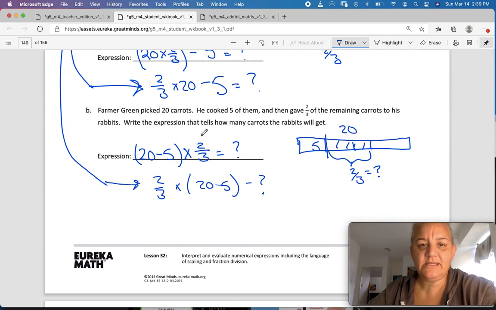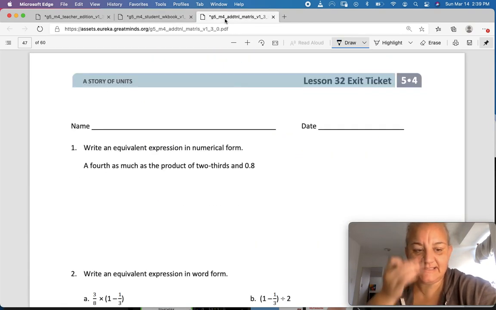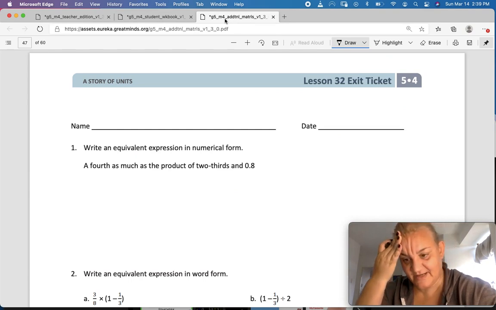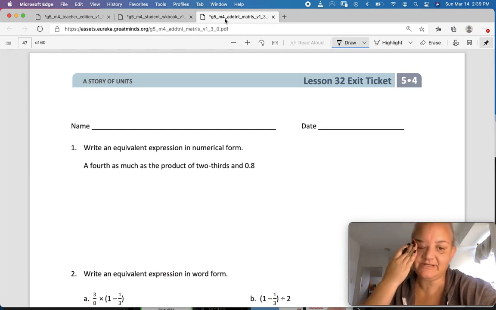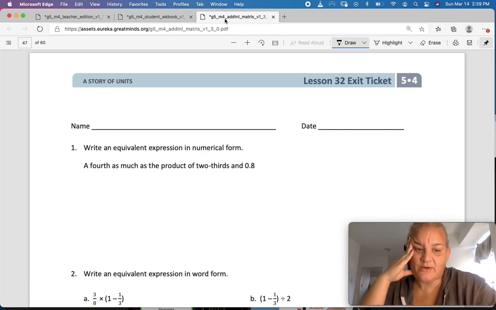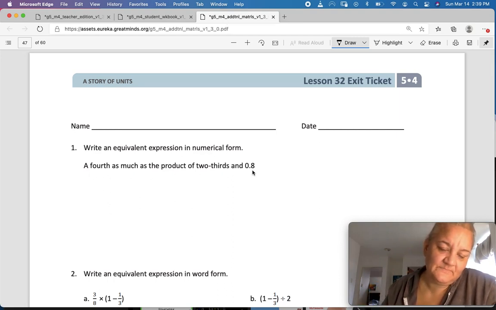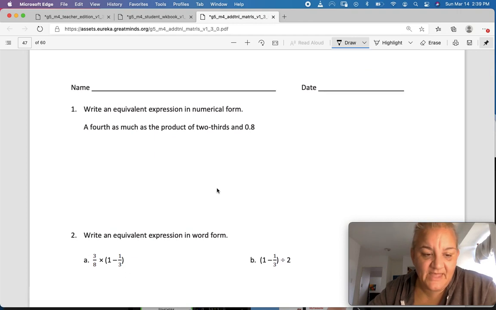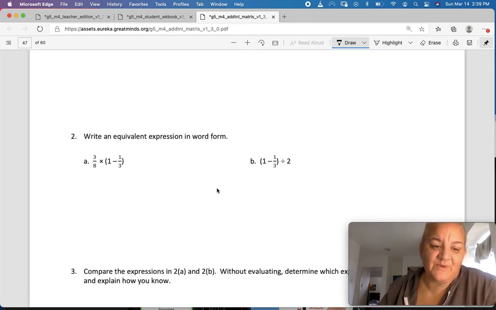Okay, then you can go do your exit ticket. Be careful. This is a standard we haven't covered for a while, and here's a good opportunity to bring up your grade in this standard. Okay, expressions. Write an equivalent expression in numerical form. So you're going to read this, and you're going to turn it into a numerical expression with numbers. Then you're going to write these expressions in words. Be careful, there are 2 of them.